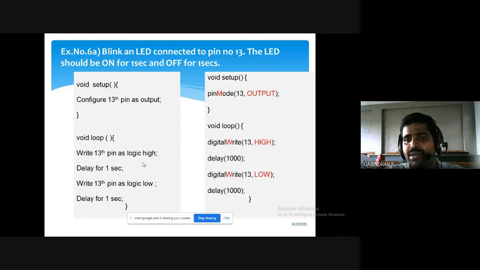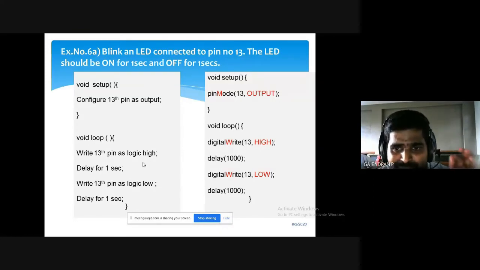This is your program. See how simple it is. So now what we are going to do is execute the same thing in the hardware portion.